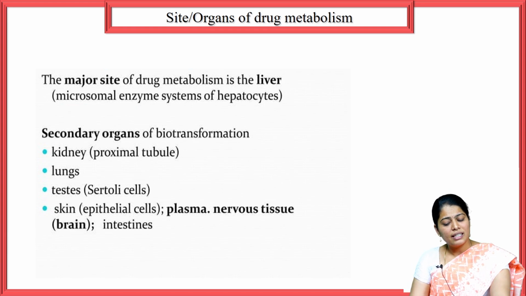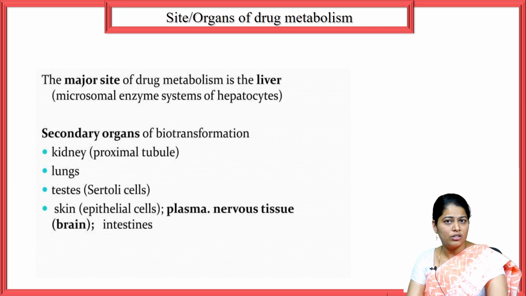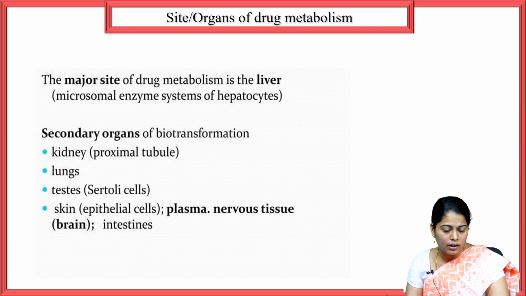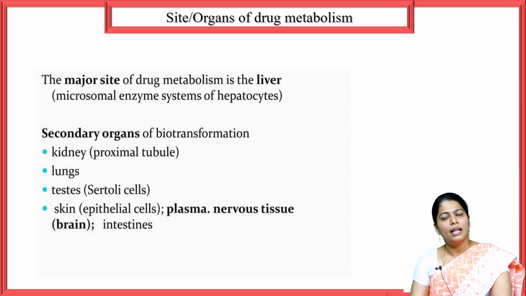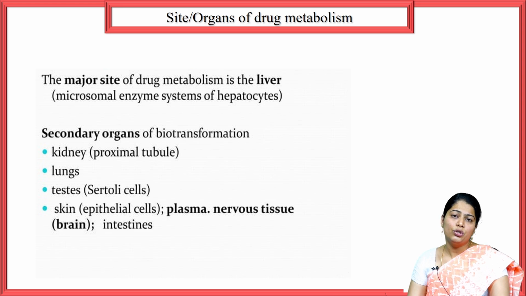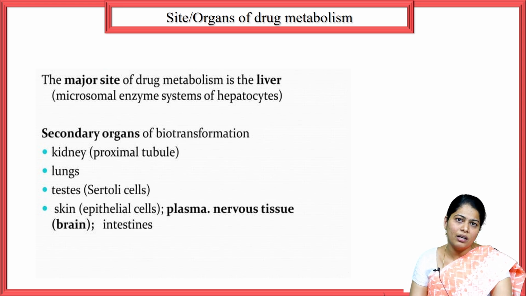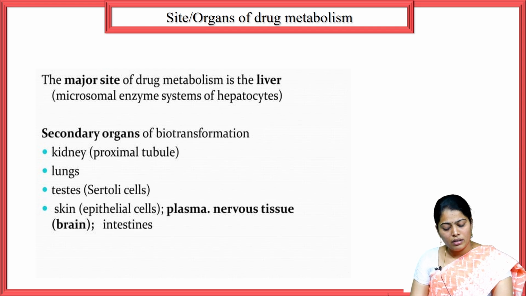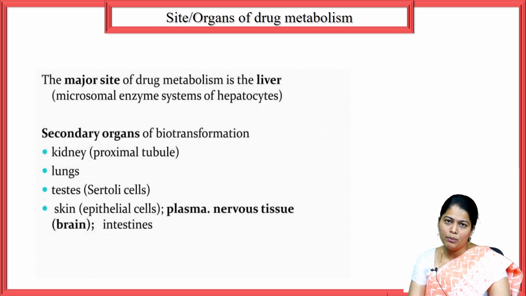The secondary organs include the kidneys, where the proximal convoluted tubule is also a part of metabolism, and the lungs. For drugs taken by the nasal route, some are metabolized in the lungs only. Testes, skin epithelial cells, intestine and brain are also secondary metabolic sites for drug metabolism.